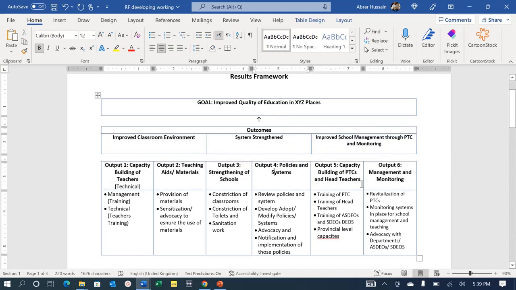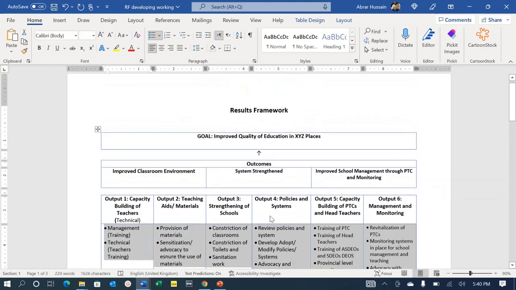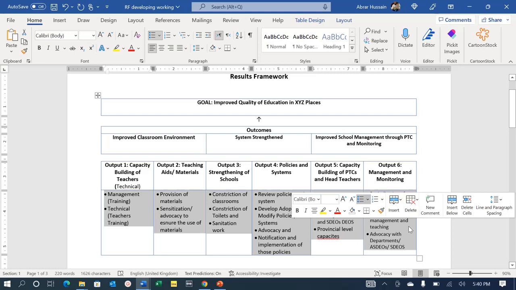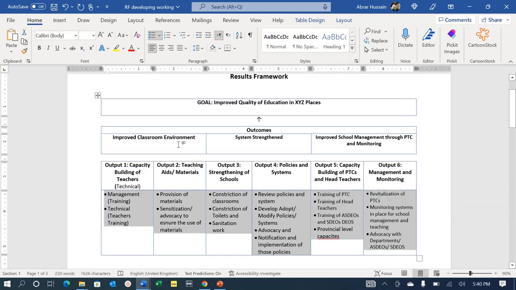Now for each output, you will have to interpret them into detailed activities, which is usually done in the work plan and in the proposal stage. This is the basic structure of the result framework. Now, in the proposal development and developing the logical framework, you will have to interpret these different phrases into complete sentences, titles of activities, and the detailed narration. So this would be the basic structure of the result framework that we have already developed.